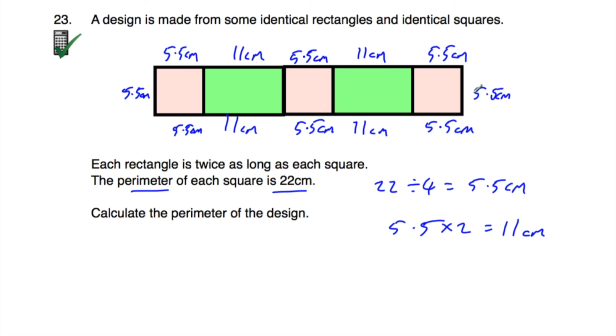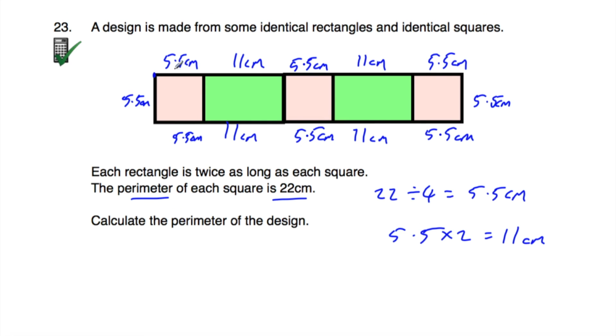So we now just need to work out the distance around the outside of this design. Now we could write down a big list here and do 5.5 plus 11 plus 5.5 plus 11 plus 5.5 plus 5.5 plus 5.5 and so on. One, that's going to take a lot of room. And two, I'm a bit worried that if I do that, I might potentially miss one of those numbers. And if I miss one of them, my whole answer is going to be wrong.